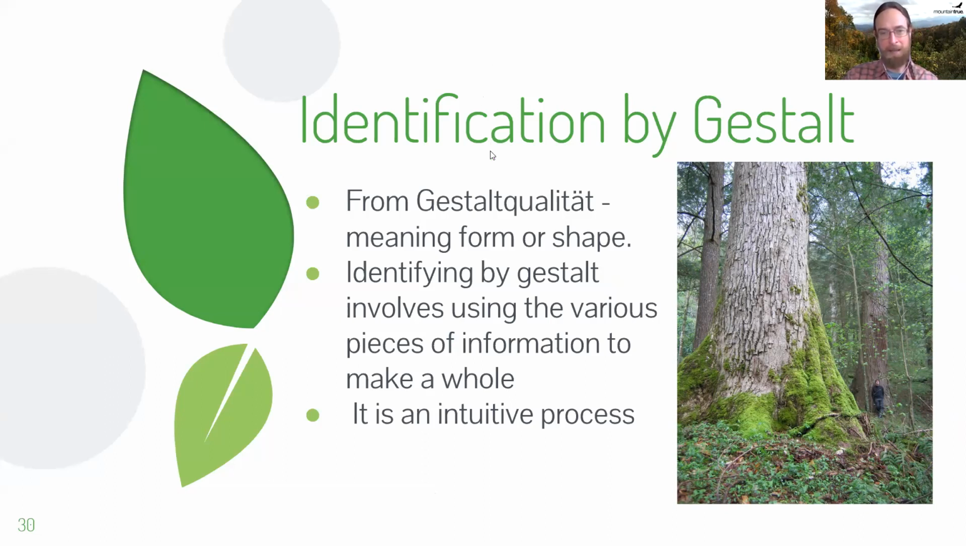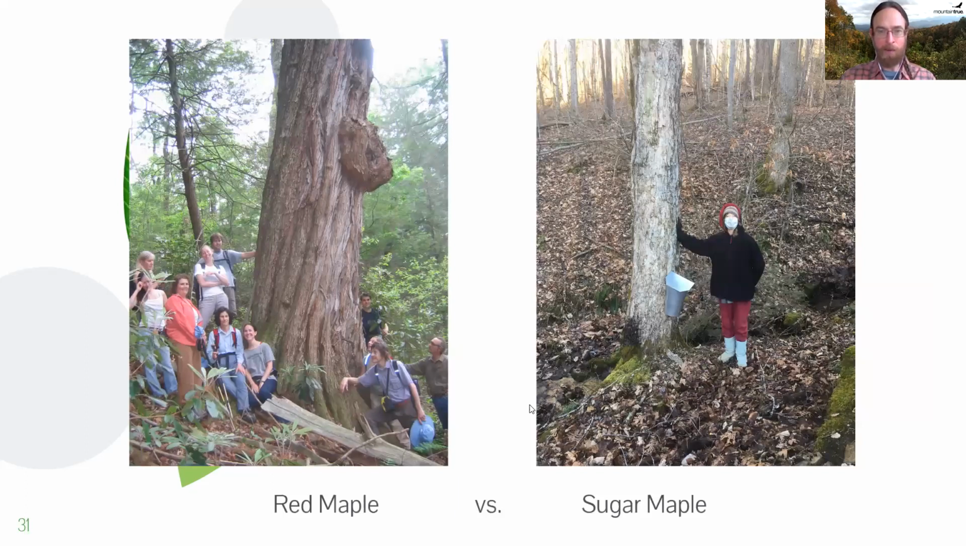It comes from the German meaning form or shape. So you're looking at the overall form or shape of something. So if you're identifying by Gestalt, it's a more intuitive process where you're using all the different pieces of a whole to make an identification. And Gestalt can be really important. If you're making maple syrup like I am right now, it's good to know that that big tree on the left here is a red maple, while this smaller tree on the right is a sugar maple, because that red maple only has half the sugar content as the sugar maple.